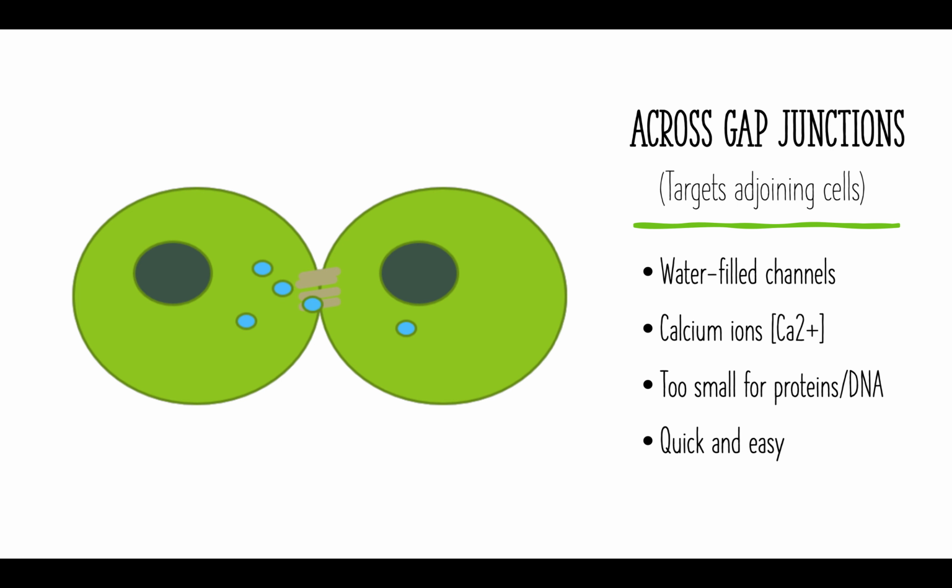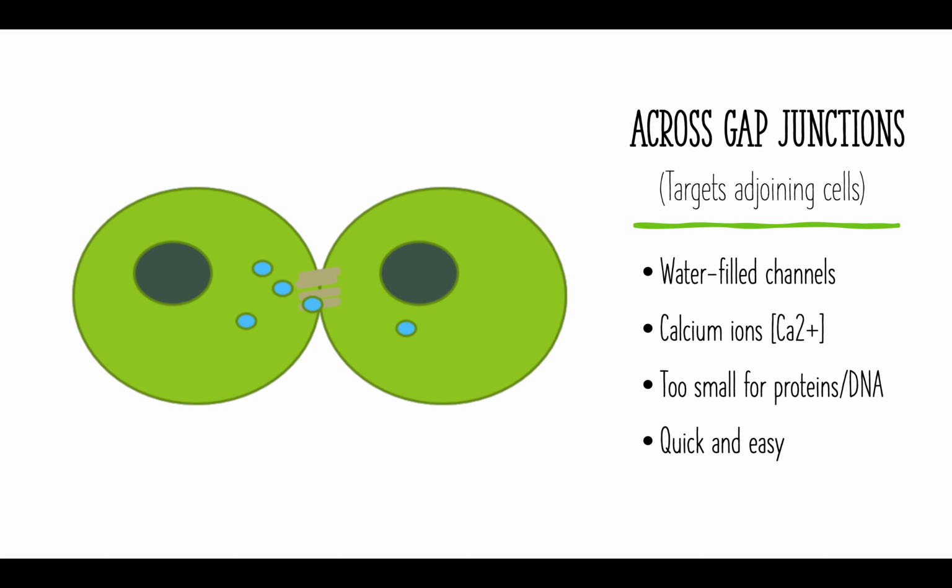So the third kind of cell signaling that we're discussing is signaling across gap junctions, and this targets adjoining cells. So this is when cells are so nearby that they are touching. These water-filled gap junctions, these channels will open up, allowing things like calcium ions to pass through, but they are too small for proteins or DNA, and it's a very quick and easy process for cells.